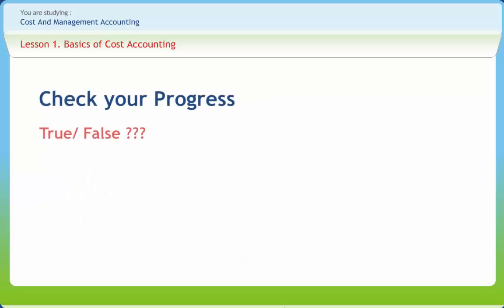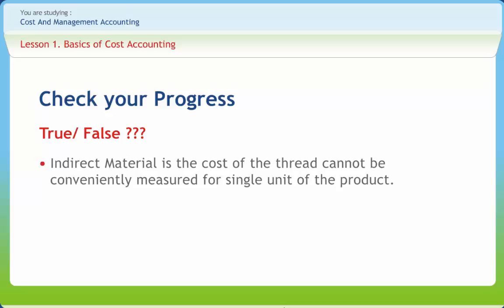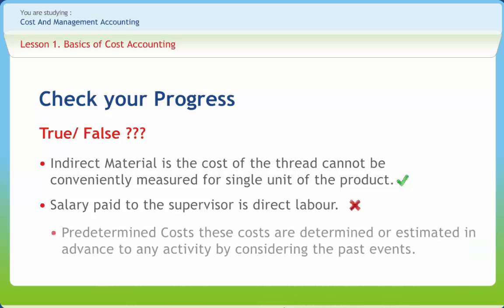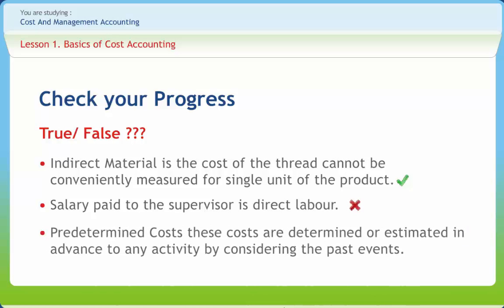Now let us check if we have understood the various concepts discussed in this lesson clearly. Indirect material is the cost of the thread that cannot be conveniently measured for a single unit of the product. Right or wrong? Right. Salary paid to the supervisor is direct labor. Right or wrong? Wrong. Predetermined costs are costs that are determined or estimated in advance of any activity by considering past events. Right or wrong? Right.